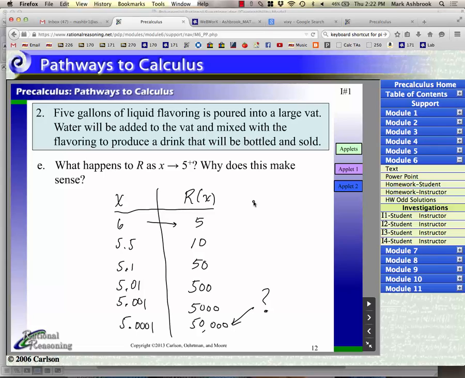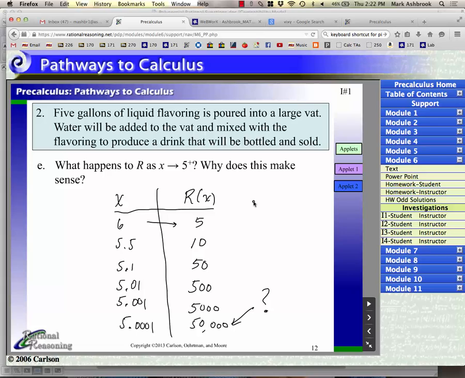I thought you were adding water. We're adding water. Okay. So why is it 50,000? What's happening? What's causing it to be 50,000? Janessa? Well, I was thinking 50,000 was like the total number of gallons in the vat when X is the number of gallons. Okay, so there's 50,000 gallons in the vat. So it's like we're adding tens of thousands of gallons of flavoring.